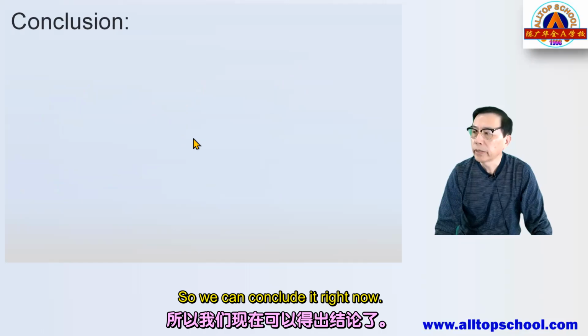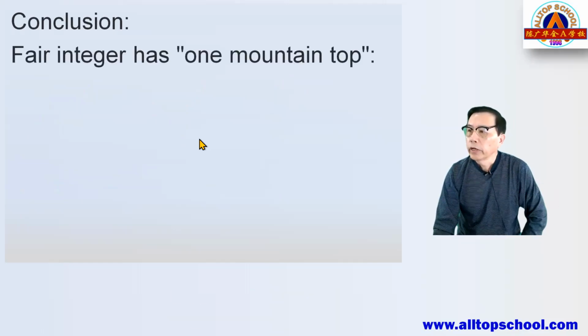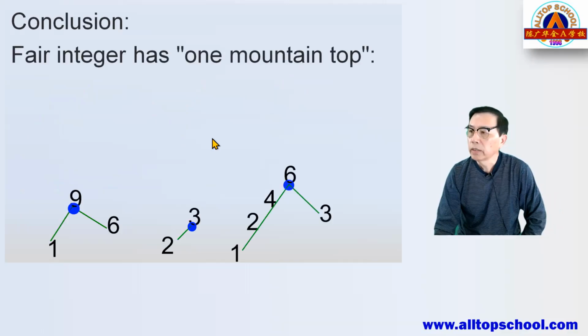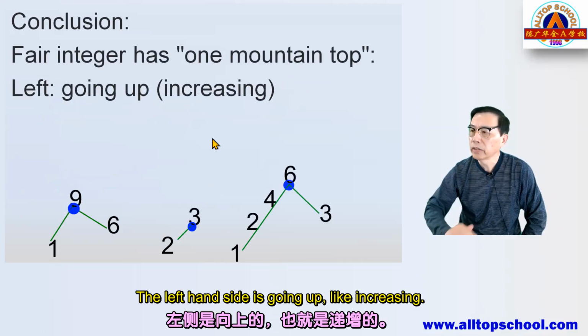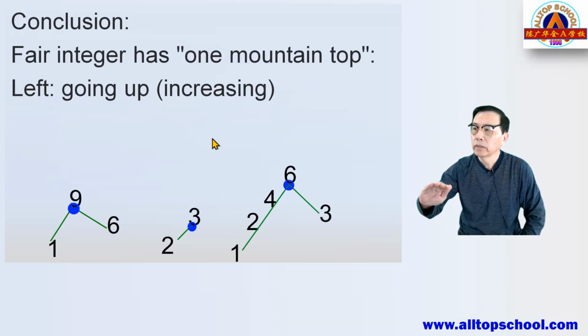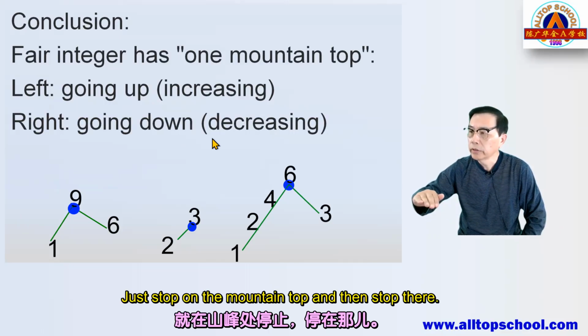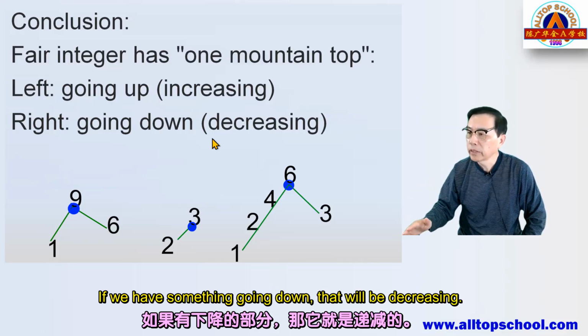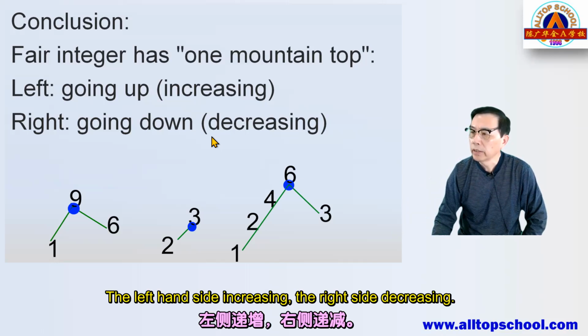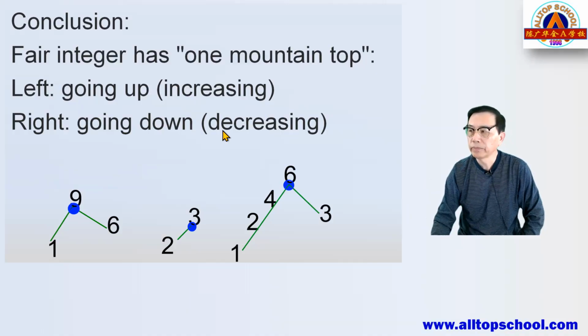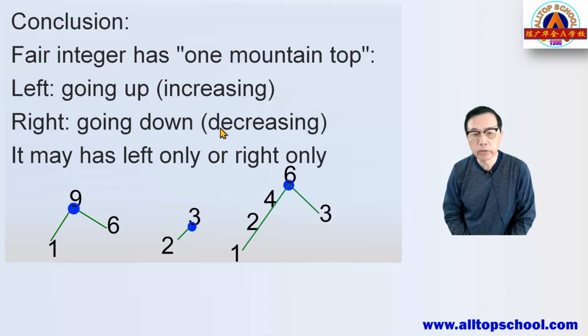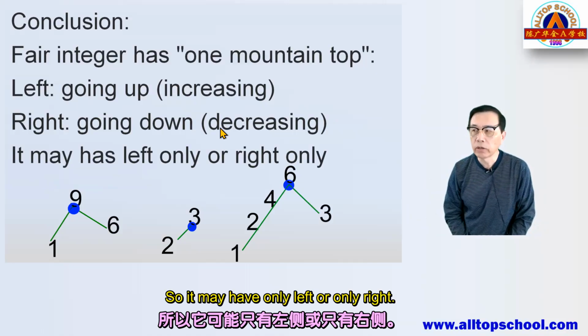So we can conclude it right now. A fair integer has 1 mountain top. The left-hand side is going up, increasing. On the right side it is decreasing. Sometimes we do not have the left-hand side or the right side. Maybe just one side, like 23, which just stops on the mountain top. If we have something going down, that will be decreasing. The left-hand side increasing, the right side decreasing. So we see such a pattern right there. It may have only left or only right.